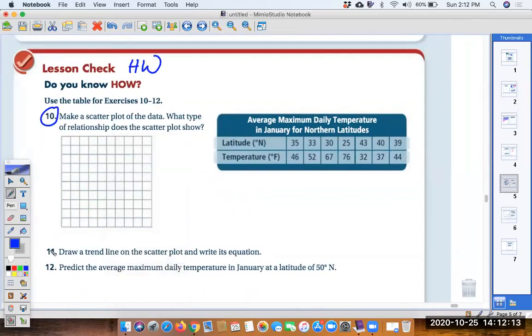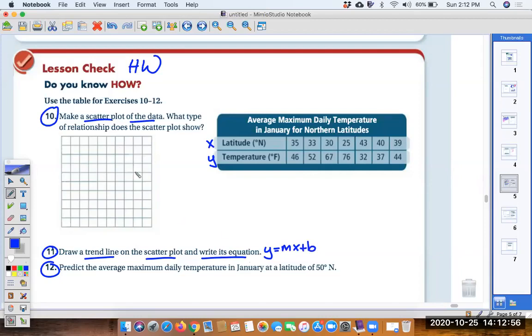Number 10, 11, and 12. Make a scatter plot. Here's your X, here's your Y: latitude, and average maximum daily temperature in January for northern latitudes or regions. These are the numbers you're going to plot on your coordinate plane. Make sure you write down what it means and come up with a reasonable scale, these intervals. Then you're going to draw a trend line on the scatter plot and write the equation. It's going to be linear, hopefully.